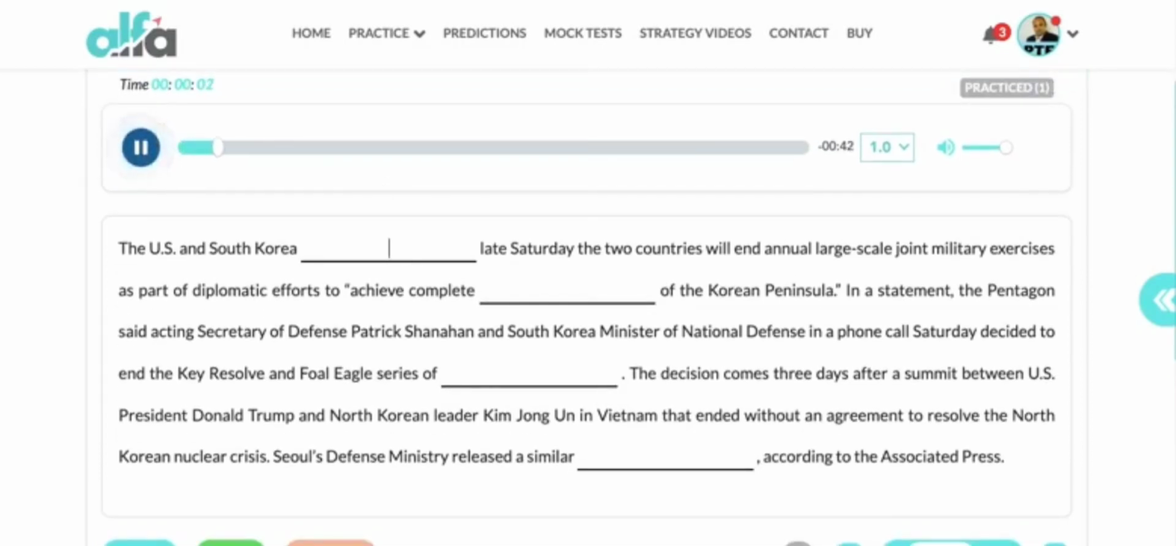The United States and South Korea announced late Saturday the two countries will end annual large-scale joint military exercises as part of diplomatic efforts to achieve complete denuclearization of the Korean Peninsula. In a statement, the Pentagon said Acting Secretary of Defense Patrick Shanahan and South Korea's Minister of National Defense, in a phone call Saturday, decided to end the Key Resolve and Foal Eagle series of exercises. The decision comes 3 days after a summit between U.S. President Donald Trump and North Korean leader Kim Jong-un in Vietnam that ended without an agreement to resolve the North Korean nuclear crisis. Seoul's defense ministry released a similar statement, according to the Associated Press.